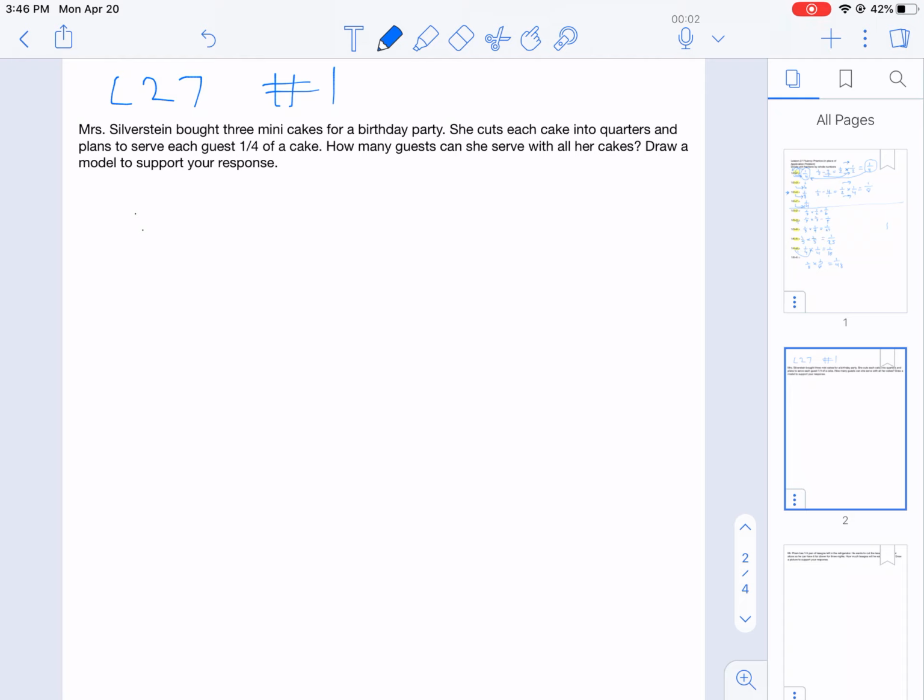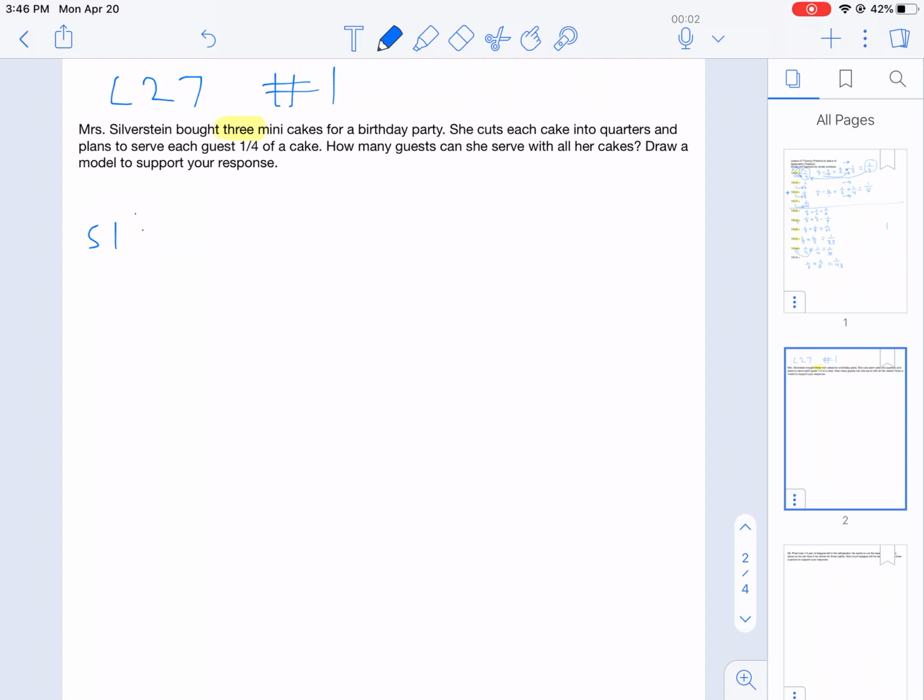So what I want you to do is chunk it. Let's do the first sentence. Mrs. Silverstein bought 3 mini cakes for a birthday party. That is your whole. What number is your whole? 3. Okay? 3 is our whole. And can we draw anything from that one sentence there? Yes, we can. And what can we draw?